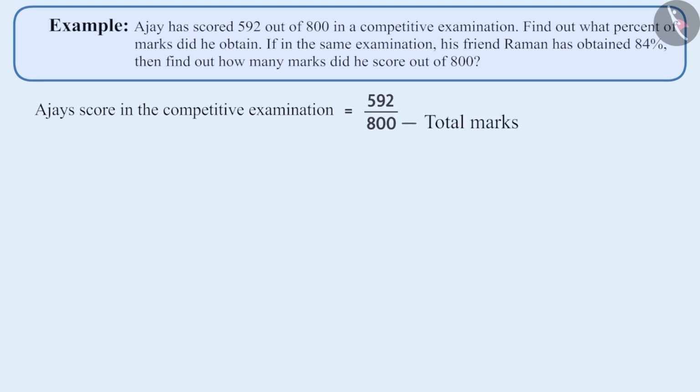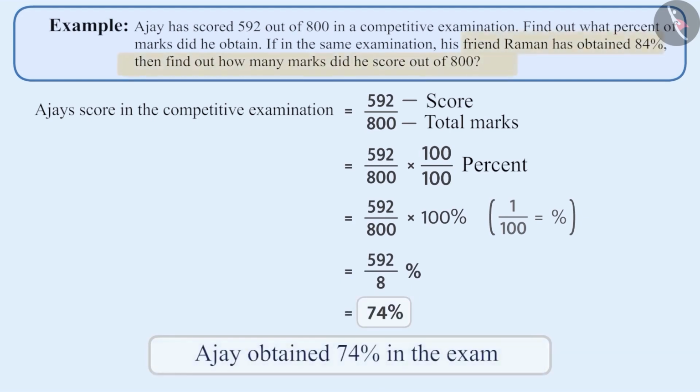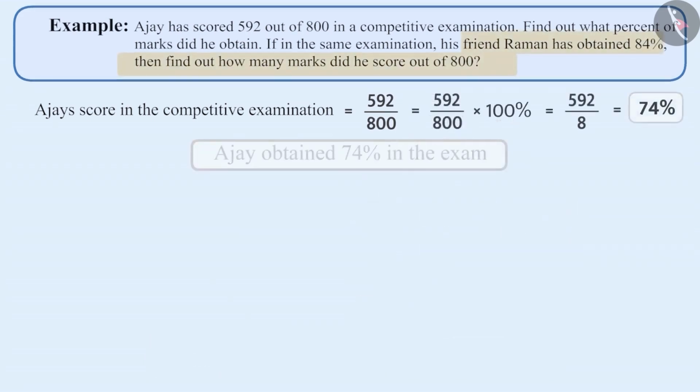Here, the total marks are 800, out of which Ajay has scored 592 marks. Let us express the score in percent. 592 by 800 is equal to 592 by 800 into 100 by 100. Here, we can express 1 by 100 in percentage. In this way, 592 by 800 is equal to 592 by 800 into 100%, which is equal to 592 by 8%, which is 74%. Hence, Ajay has obtained 74% in the examination.